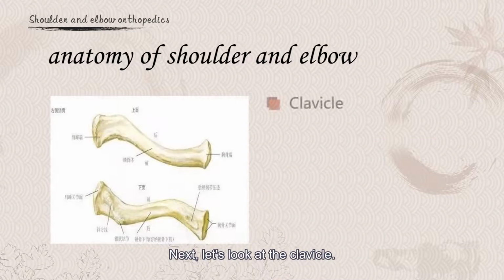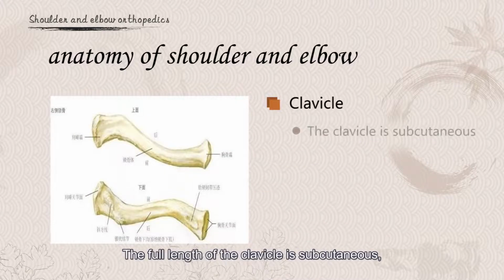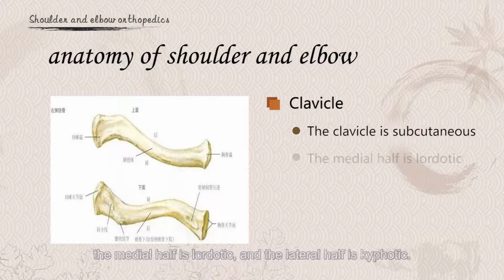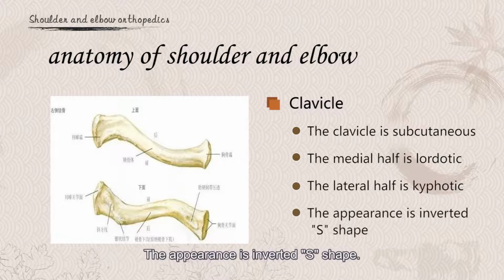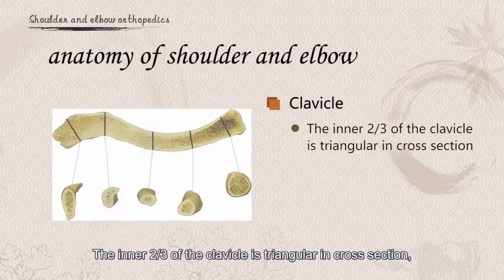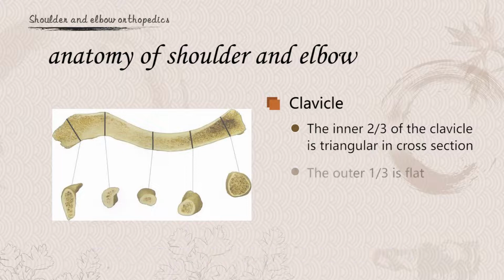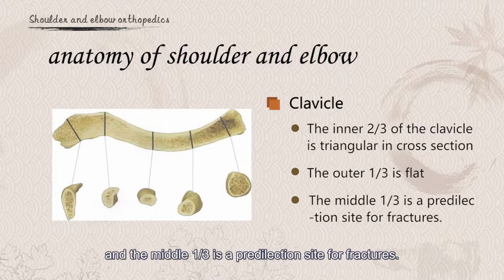Next, let's look at the clavicle. The whole length of the clavicle is subcutaneous. The medial half is lordotic and the lateral half is kyphotic. The appearance is an inverted S shape. The inner 2/3 of the clavicle is triangular in cross section. The outer 1/3 is flat, and the middle 1/3 is a predilection site for fractures.